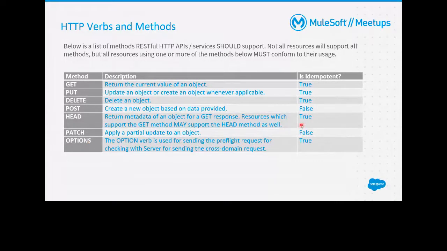Now, GET is an idempotent one, because it doesn't change with whatever number of calls you make. PUT is idempotent, DELETE is too. However, POST and PATCH are often not idempotent.